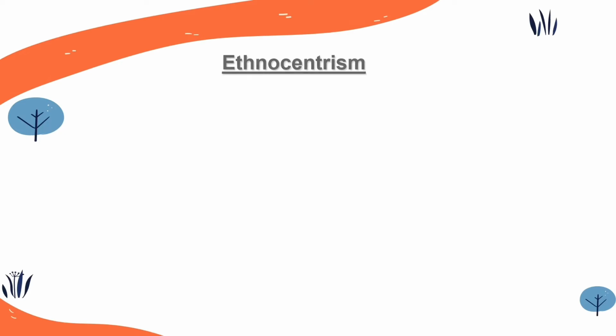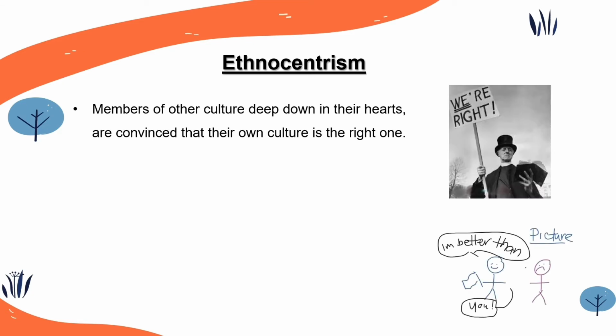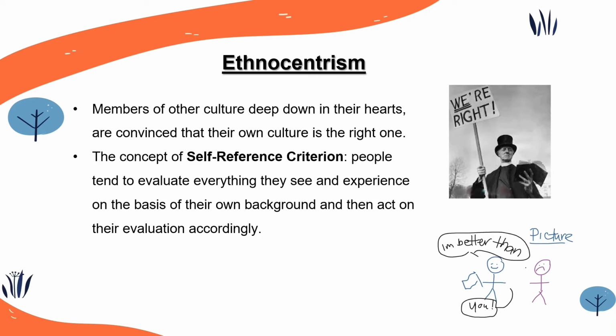The next one is ethnocentrism. Another type of response to different culture is ethnocentrism, where people view their culture as the right one compared to the others. They assume their own culture is normal and assess all other cultures by how closely they resemble their own. And to explain this behavior, the self-reference criterion is an important concept that is being used. Through the self-reference criterion, people tend to evaluate everything they see and experience based on their own background and then act on their evaluation accordingly.